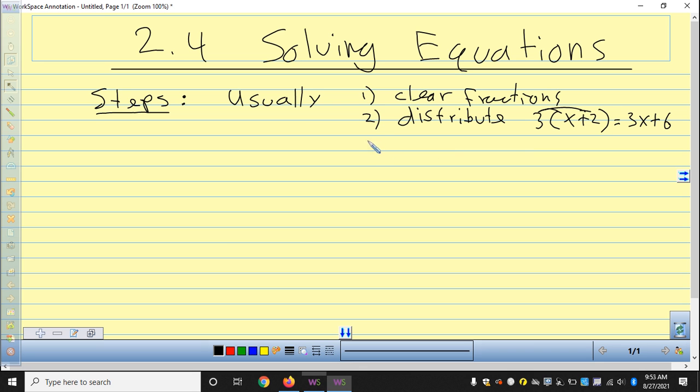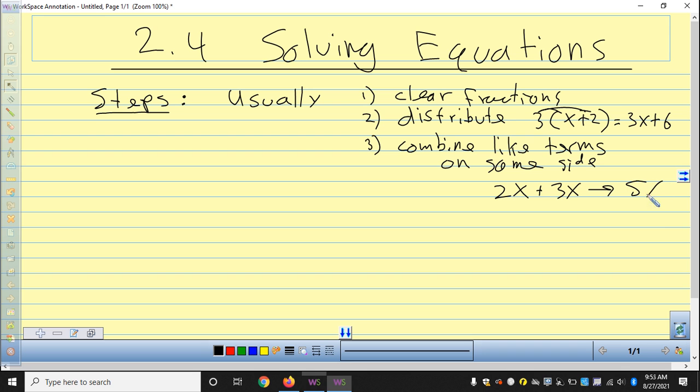The next step, usually, that we do is combine like terms. And this is on the same side. So if we had something like 2x plus 3x, we'd combine that and make it 5x. 2x's and 3x's give us 5x's. But that's what we mean by combining like terms.